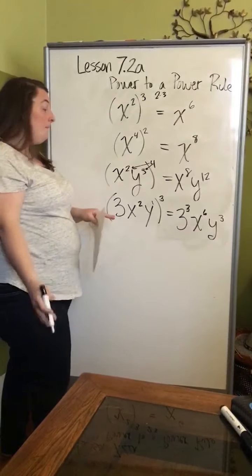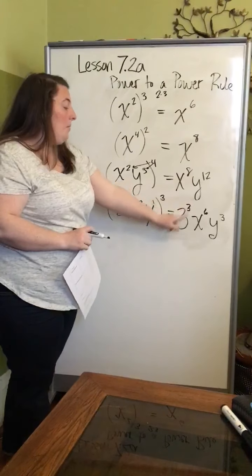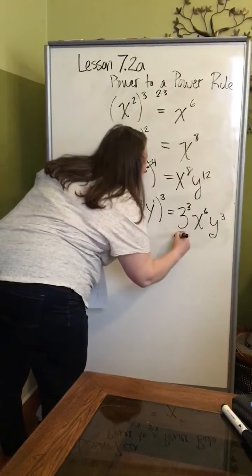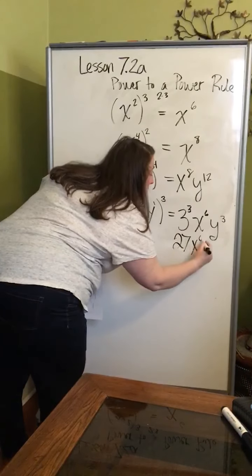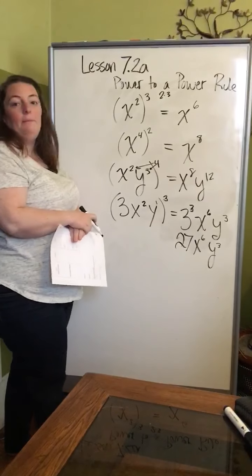The only other thing that the IXL might want you to do is simplify this part. 3 to the 3rd is 3 times 3 times 3, which is 27. So you might have to do that. But other than that, that's it for this rule.